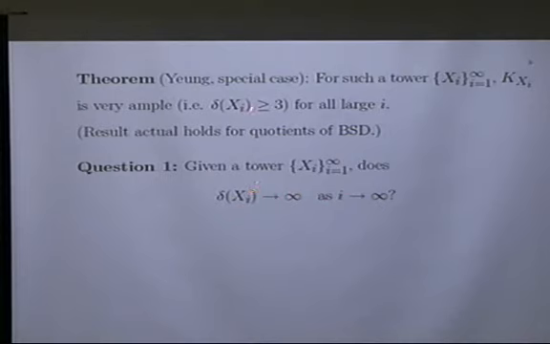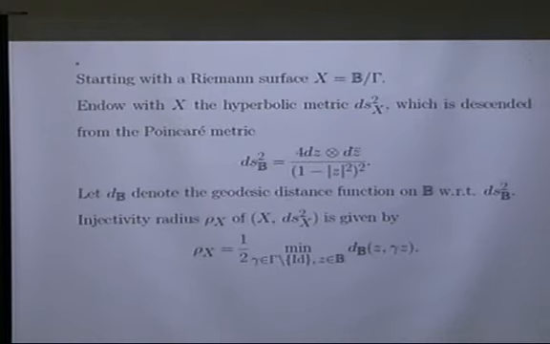Keung's result says that delta xi has to be at least 3 if i is large, but it seems natural to ask whether delta xi will have to get bigger and bigger. So this is the first question here, and I want to phrase the question in more general terms.